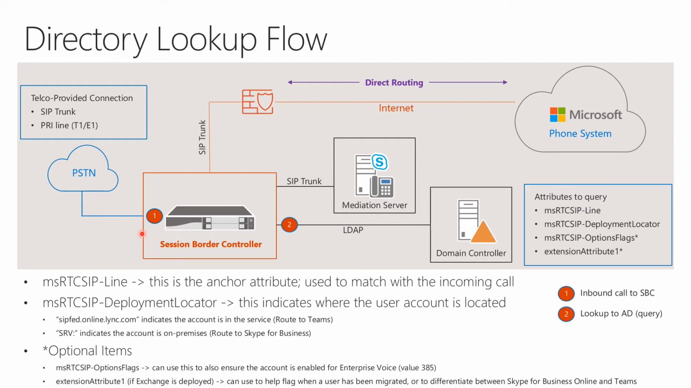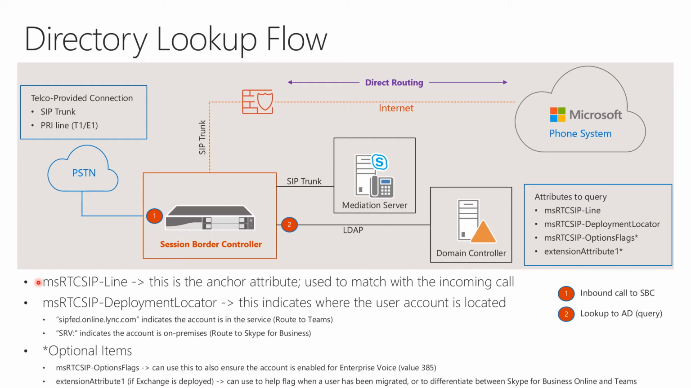So I call it the anchor attribute because that's the first thing we want to key off of, the phone number that's come in to the SBC. Does that even exist? Because maybe it's a phone number that's not assigned to a user. Well, then we can reject it, right? But if it is a phone number that's assigned to the user, I want to match it to that user. So I'm going to do that by looking at the msRTCSIP-Line attribute because that's where the user's phone number is stored when they're enabled for enterprise voice in Skype for Business Server. So great, I anchor on that and now I find Bob.